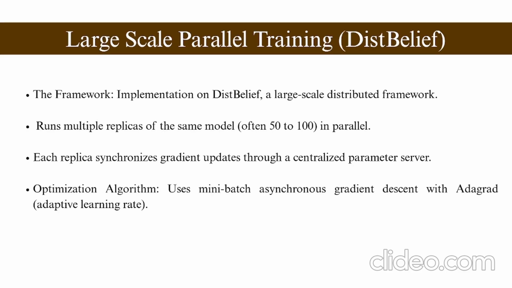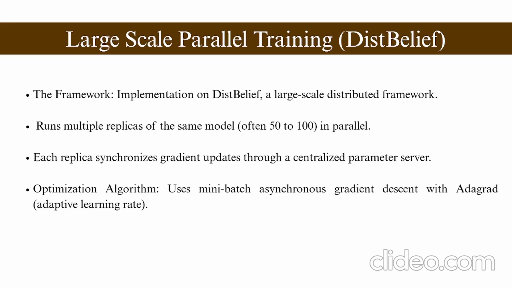Efficiency isn't just about clever math, it's about hardware and infrastructure. The researchers implemented these models on DistBelief, a large scale distributed framework developed at Google. DistBelief allows for model parallelism. It runs multiple replicas of the same model, often 50 to 100 times at the same time. These replicas don't work in isolation, they synchronize their learning through a centralized parameter server.